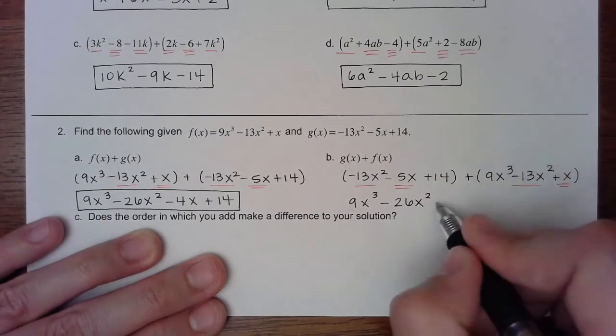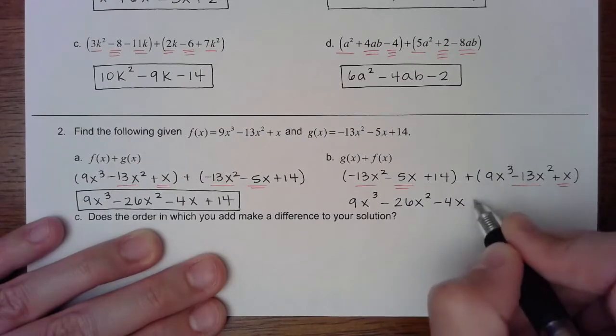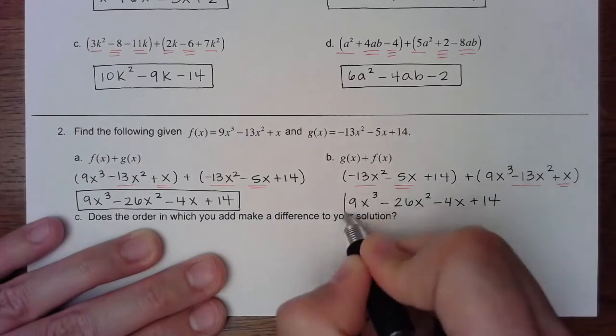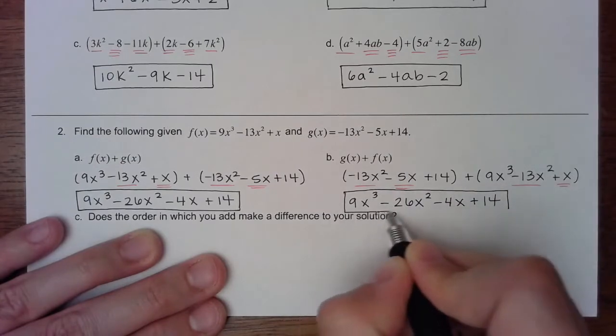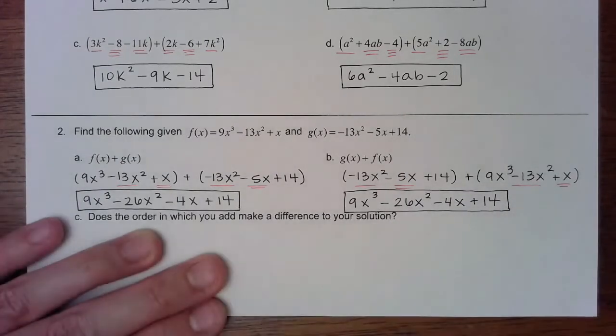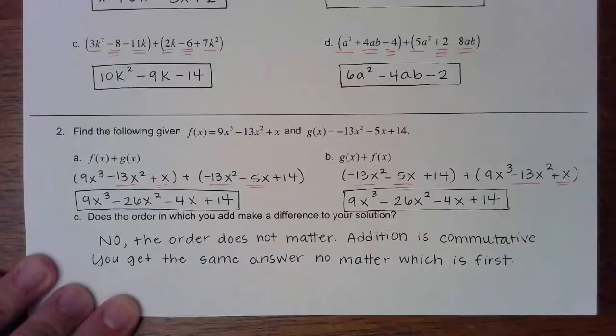Negative 5 plus 1 is minus 4x, and then the 14 doesn't have a buddy. And so, it doesn't have a like term that it matches up with. That's what I mean when I say it doesn't have a buddy. And so that'll be your answer to the question there.